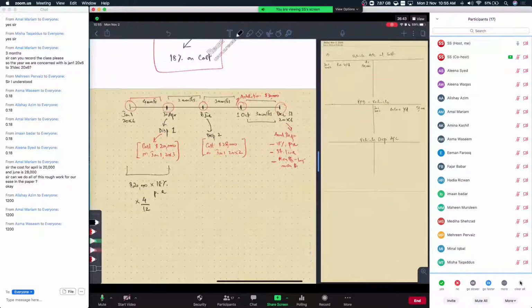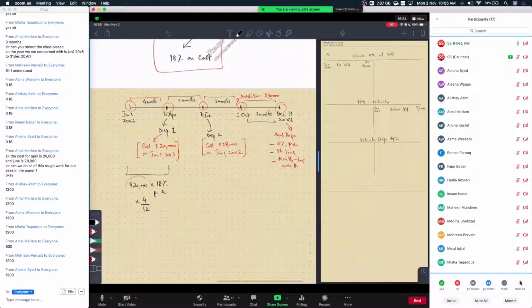$20,000, 18% per annum, 4 by 12. Misha confirms. Thank you, Asma. Thank you, Misha. Amal. Thank you everyone, thank you, Mary. So we understand why we use $20,000 over here.